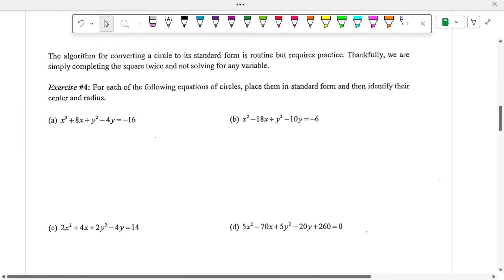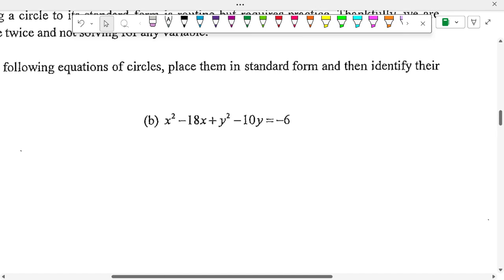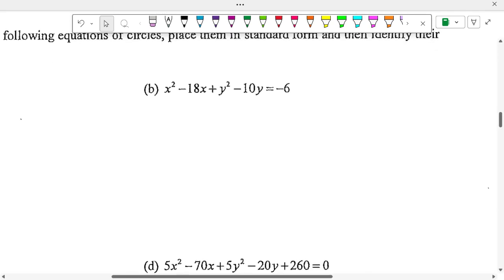All right, so let's try some more examples. So let's look at letter B on the next page. It's really similar to the one we just did, like similar numbers. All right, so first off, when I'm looking at B, I need to ask myself, are my x's with my x's and my y's with my y's? Yes, so the x's are next to x's, the y's are next to y's. Do I have any constants on the left side that I need to move over? No. So I can go right into my completing the squares.